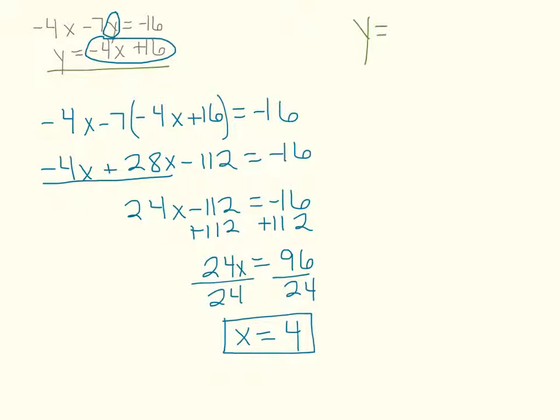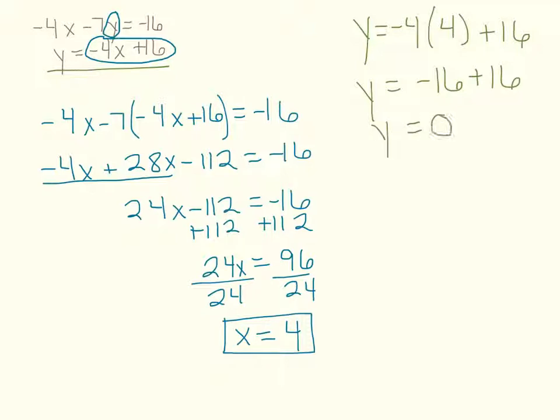So y equals negative 4. Instead of x, we'll put 4, plus 16. Negative 4 times 4 would be negative 16 plus 16. So y equals 0. There's our second answer.